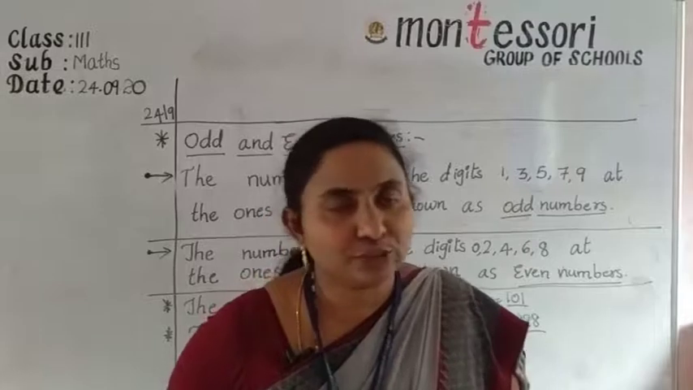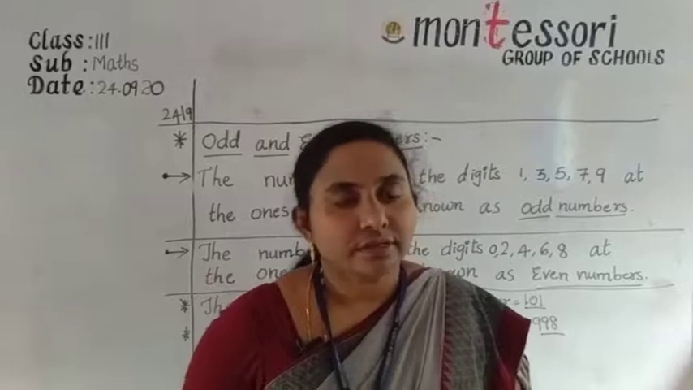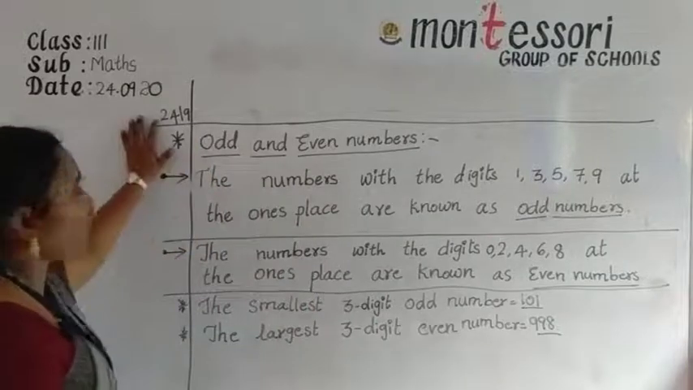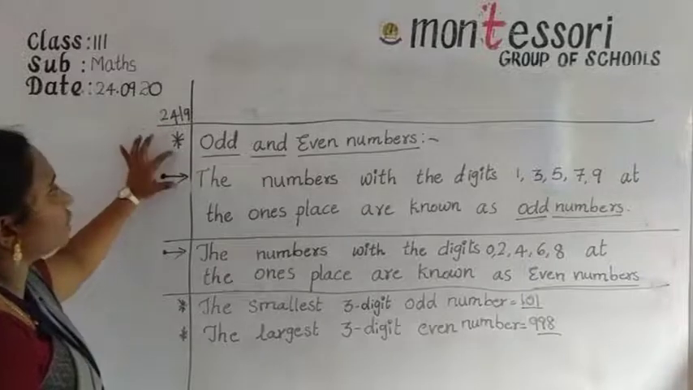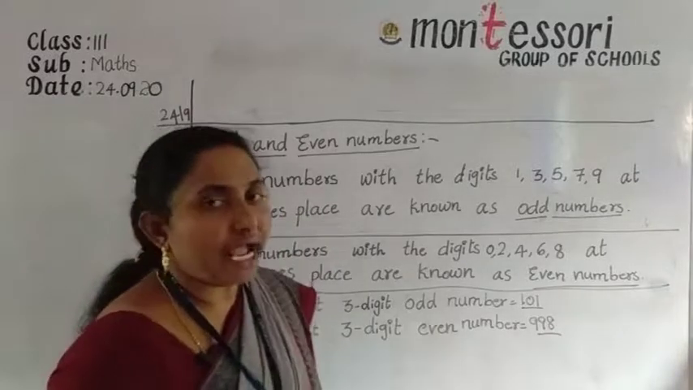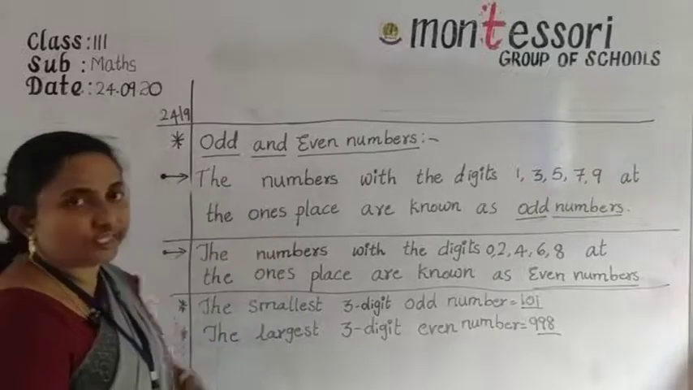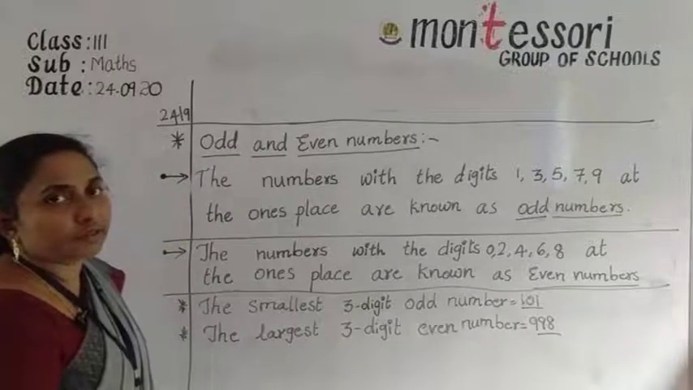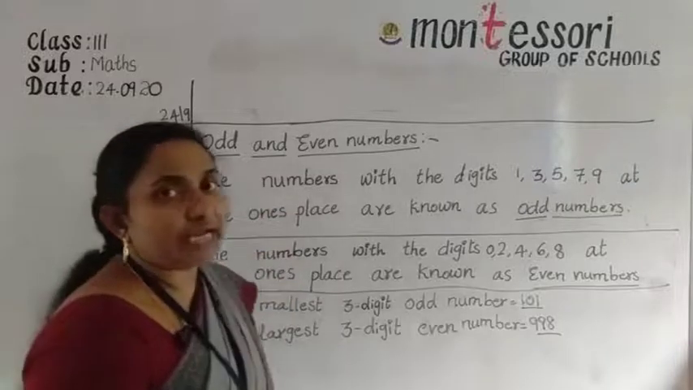So, all of you take your classwork and draw the margin. Write today's date, 24/9, and here the margin down. Keep the side heading odd and even numbers. Here on the board I have given the definitions of odd and even numbers. Take your pen and write the definitions in your classwork.